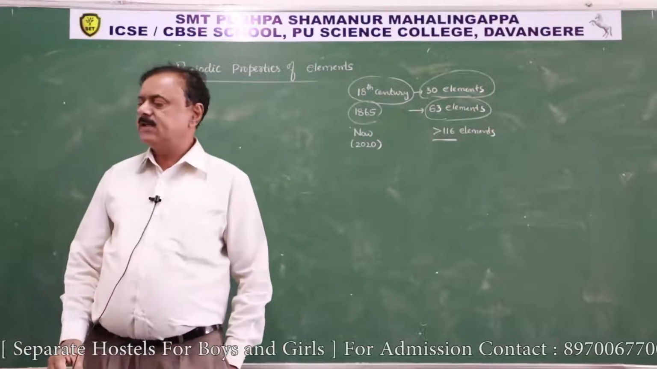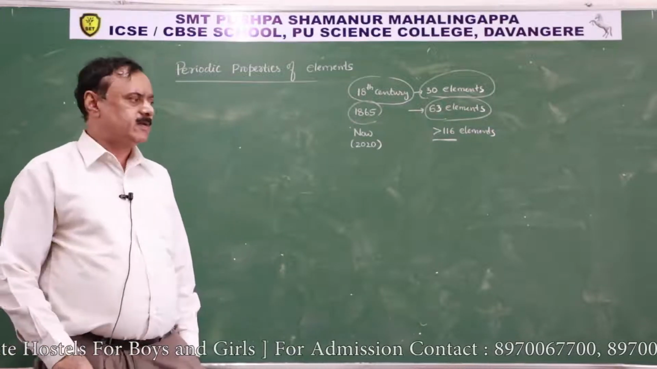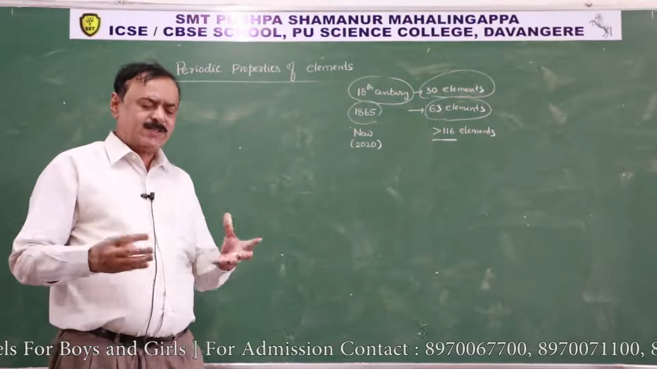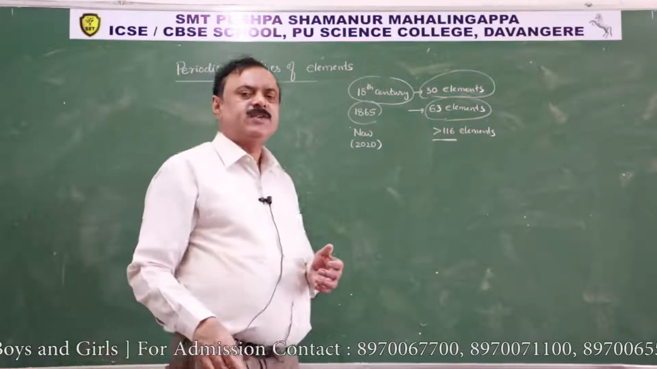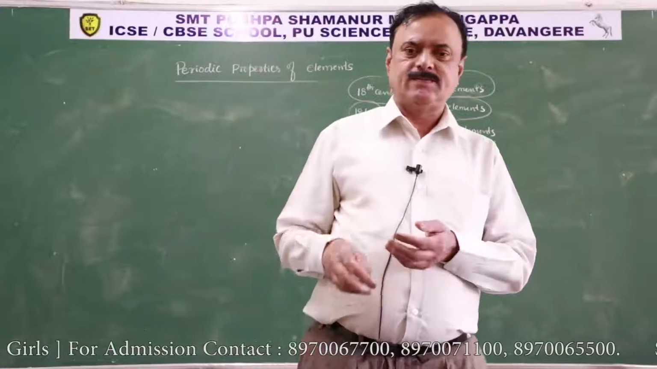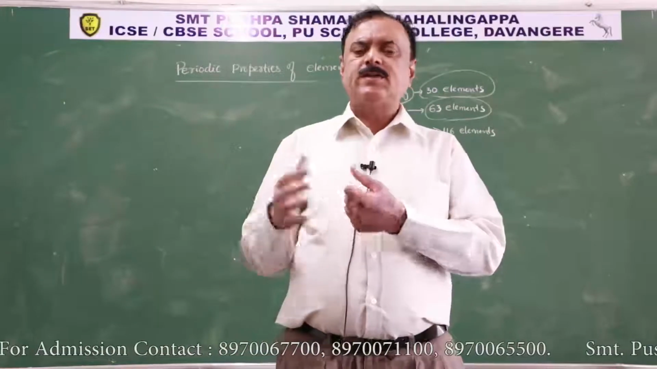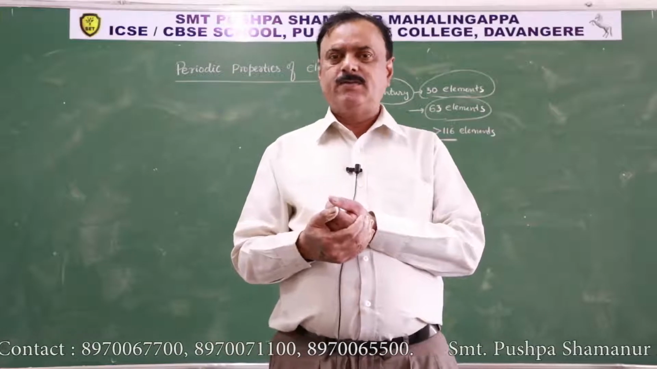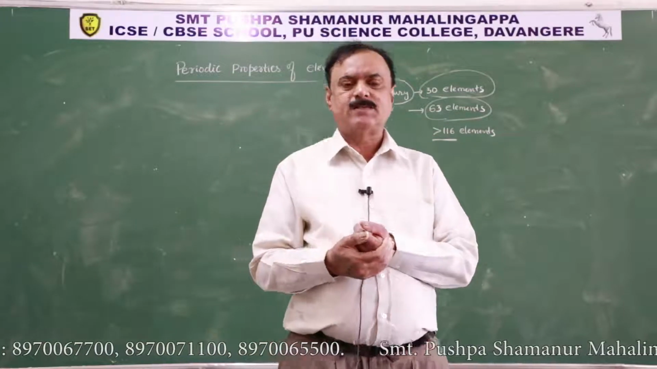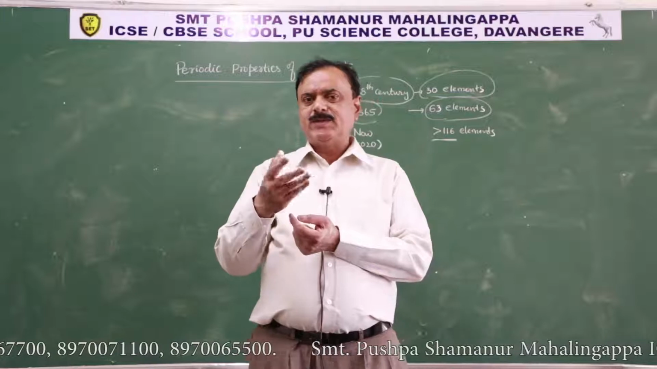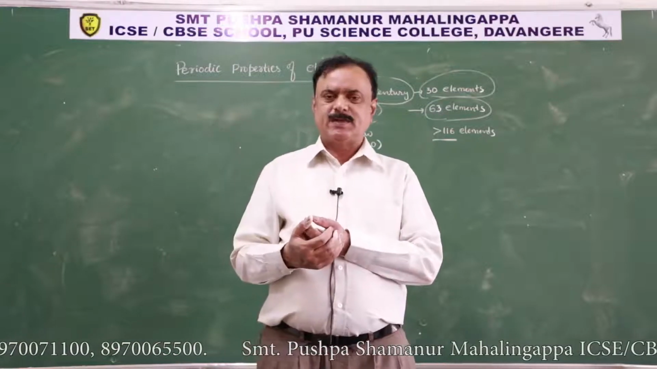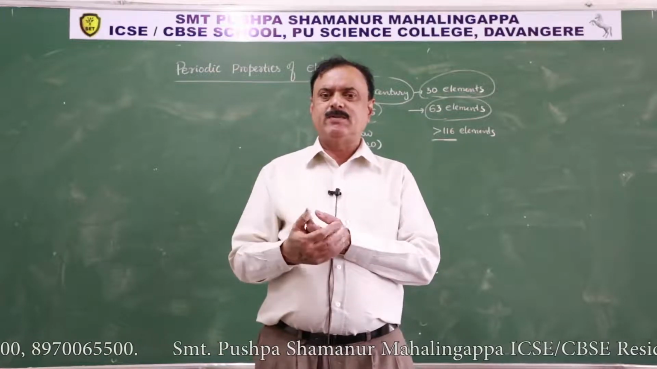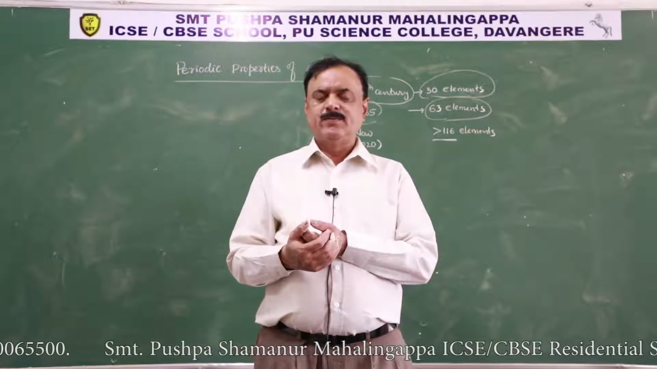Now when the number of elements was 30, why was the classification of the elements required? We know that the different elements that exist in nature, and those we synthetically prepared, that is the man-made elements, possess different physical and chemical properties, different atomic numbers and different mass numbers.